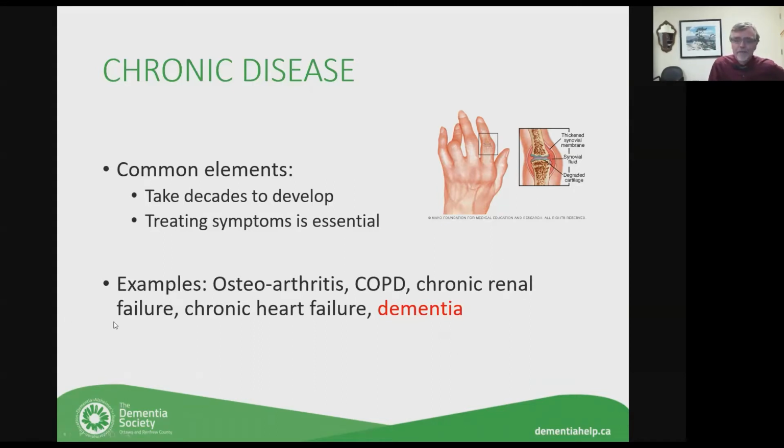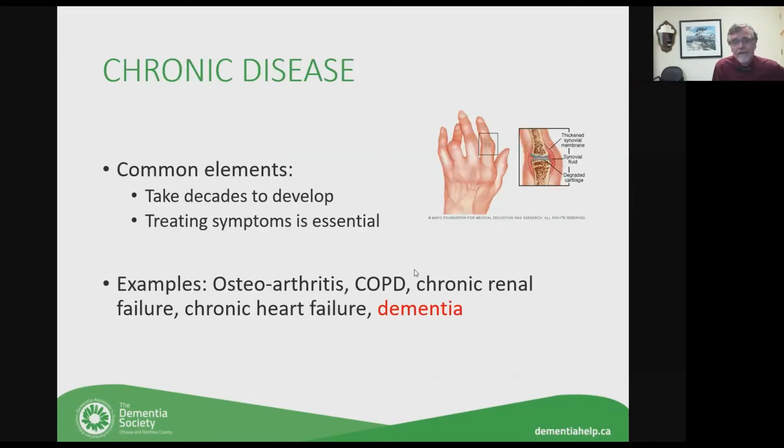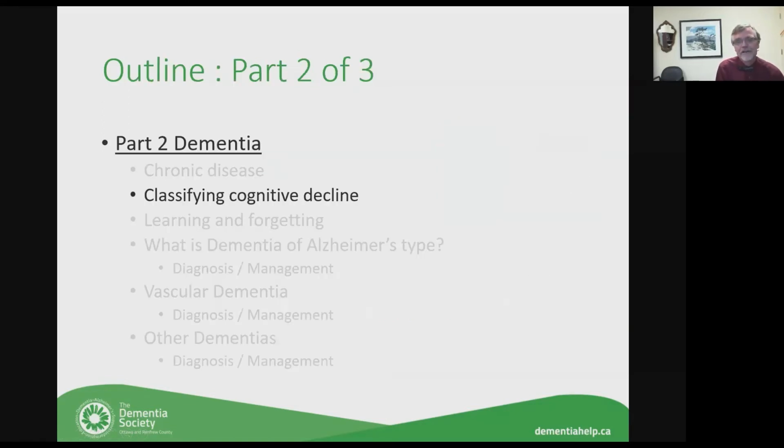And so we go on with chronic renal failure, so kidneys, chronic heart failure, the heart, and dementia. So these are all the chronic diseases, and dementia is classified as one of those. So to go back, it does take decades to develop, and that is the new thinking now. And we can treat the symptoms, as you'll see later on.